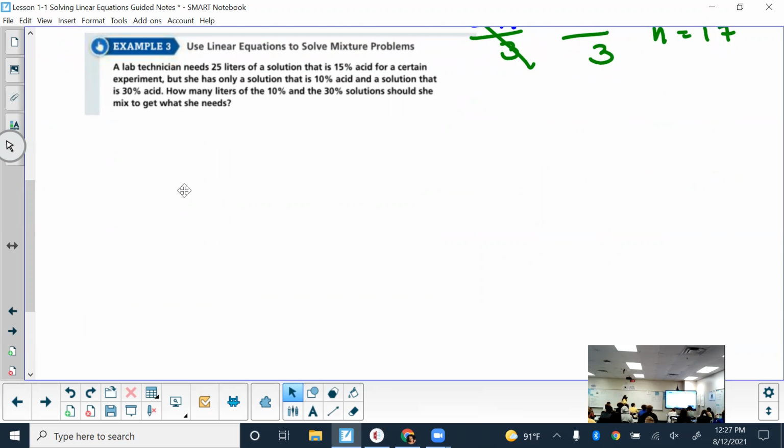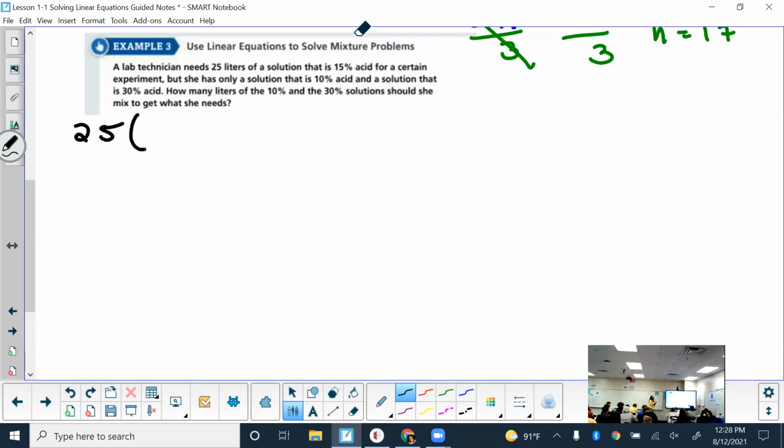So we have a lab technician needs 25 liters of a solution that is 15% acid for a certain experiment. So I'm going to kind of take this one piece at a time. She needs 25 liters, that's what she needs, of a solution that is 15% acid. What is 15% written as a decimal?